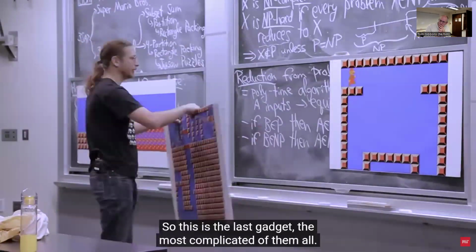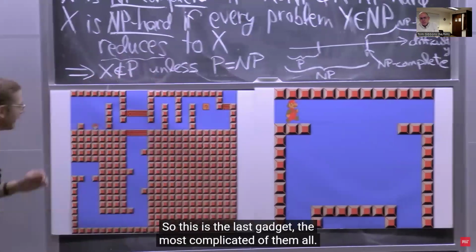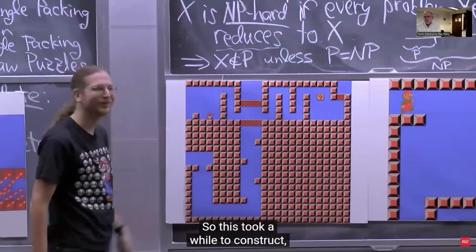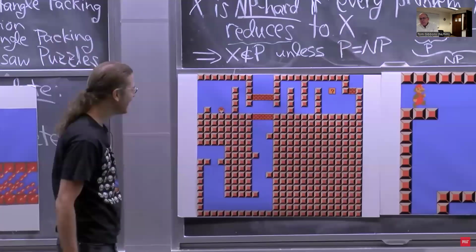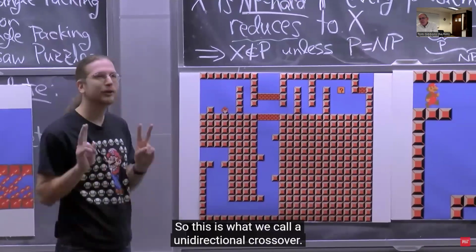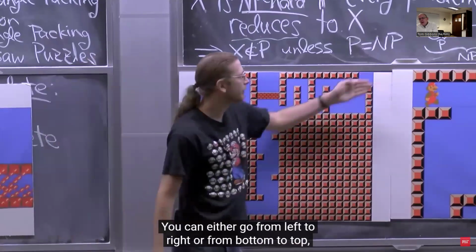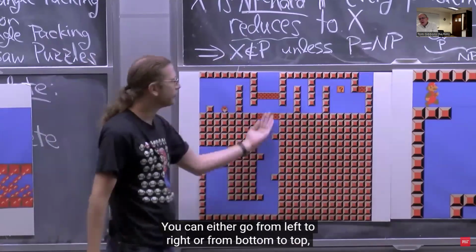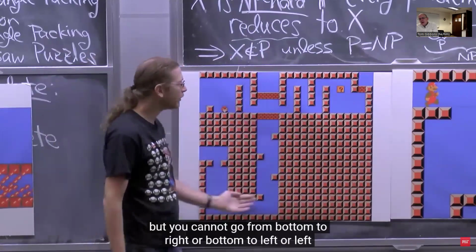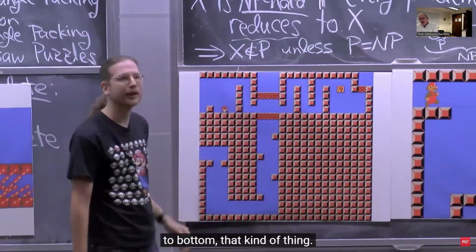So this is the last gadget, the most complicated of them all. So this took a while, you might imagine. This is what we call a unidirectional crossover. You can either go from left to right or from bottom to top, but you cannot go from bottom to right or bottom to left or left to bottom, that kind of thing.